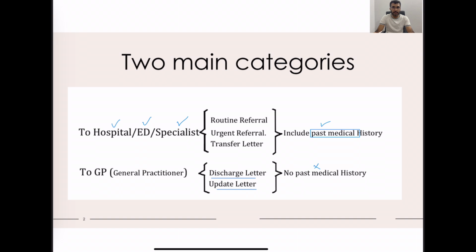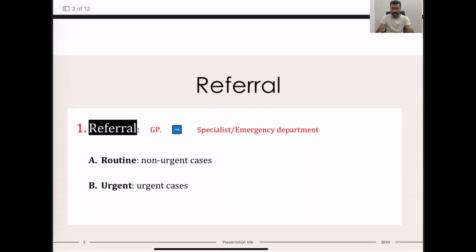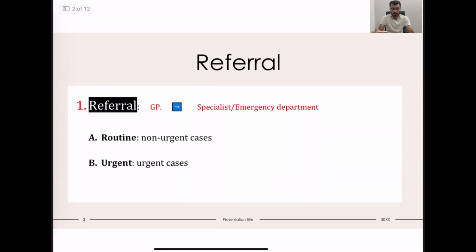So next, we will go through their structures. Before going through the structure, I want to clarify that there is no specific structure. The ones I will be discussing here are the proven and the easiest ones. So the first type of letter is referral. Referral is again subdivided into two parts.